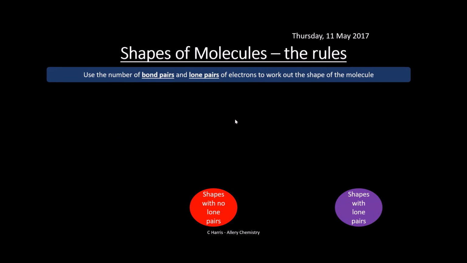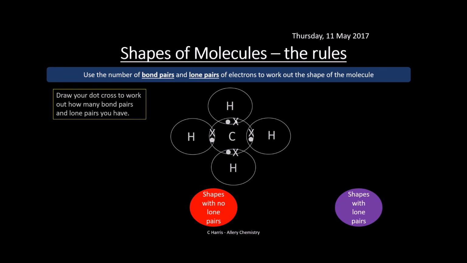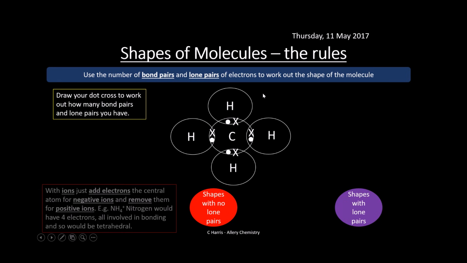Okay, right. So let's have a look at some of these rules. We're going to use bond pairs and lone pairs to work out the shapes of some of these molecules. What we should do when we're trying to work these out is draw a dot cross diagram of what they've asked you to work out. This way we can work out how many bond pairs and lone pairs they have. Now this is methane, it's neutral. Sometimes you get ones with charges on, and you need to know what to do with them. So with ions, what we do is we add electrons to the central atom for negative ions, and for positive ions we remove them.